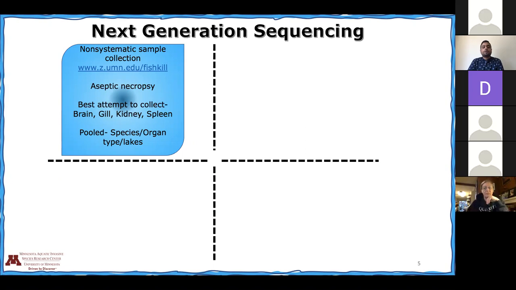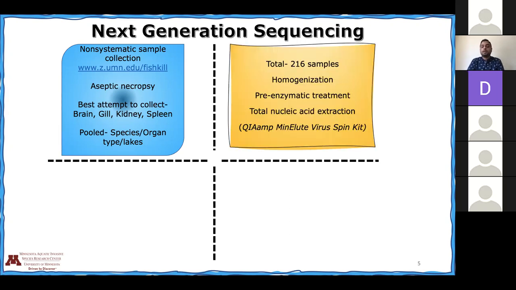Once we got the samples, we took utmost care to do the necropsy in aseptic condition, and our best attempt was to collect four different tissues: brain, gill, kidney, and spleen. Once we collect these organs, we pool them according to species, organ type, or geographical location. For example, if we get 8 different bluegill samples and do the necropsy, the brain samples are pooled into one group, and based on that we ended up getting 216 samples.